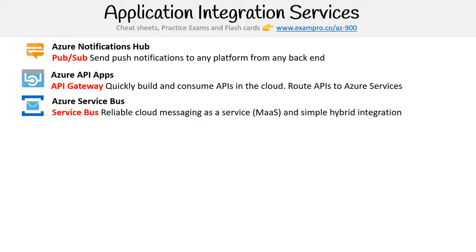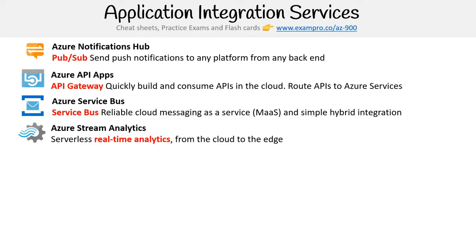Then you have Azure Service Bus, and as the name implies, it is a service bus. So reliable cloud messaging as a service, MaaS, and simple hybrid integration. I know that's not very clear. That is the language that Microsoft uses to describe it, but what you need to know is that it is a service bus. Then you have Azure Stream Analytics. So this is serverless real-time analytics. Remember that word real-time and think of this service from the cloud to the edge.